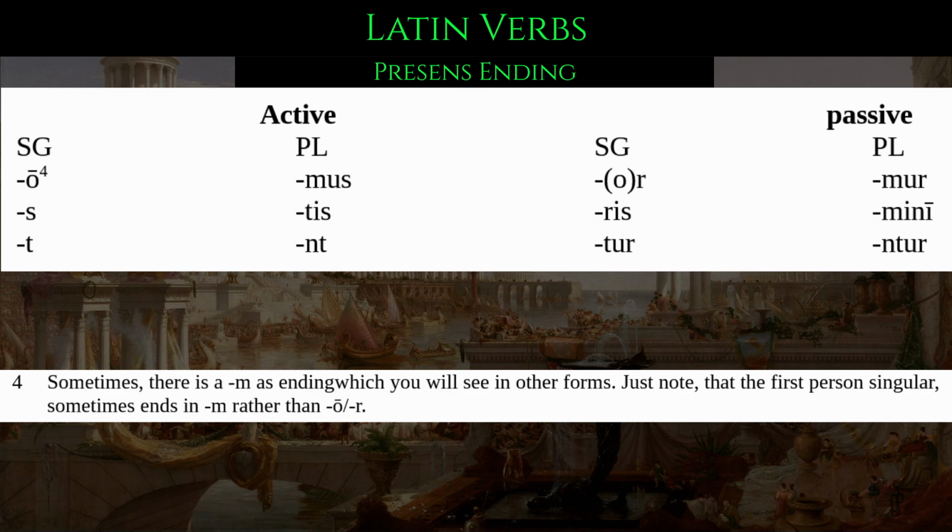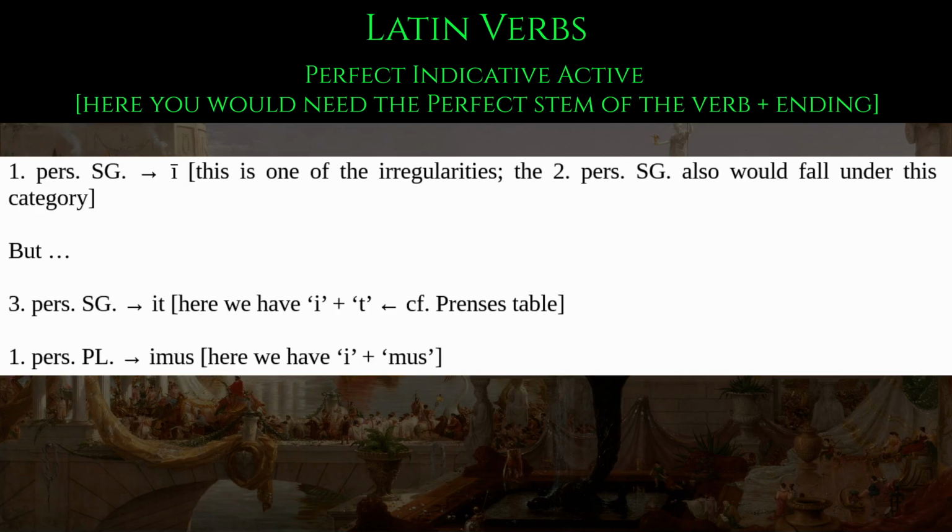So, of course, you must note that goes for almost all of the verbs. Yet, as basically always, there are still a few irregularities from this rule. Now, let's have a look on a few other verb endings. For example, perfect indicative active. Here, you would actually need a different verb stem. To be more precise, the perfect stem of the verb, and then the ending attached to this.